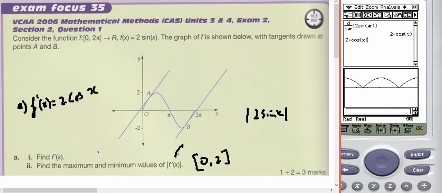I'm taking the derivative first, so the derivative gives me this. But when I'm looking for the modulus of 2 cos of x, that will give me 0 as a minimum and 2 as the maximum.